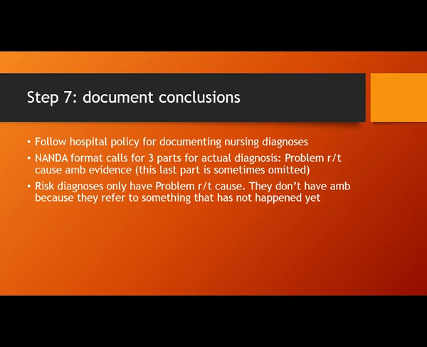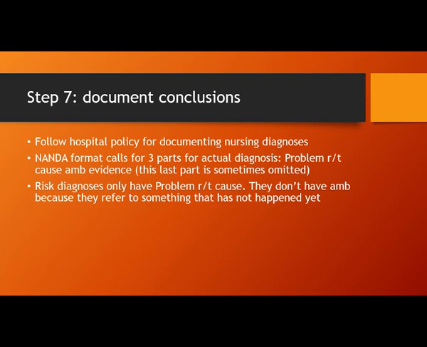You have a problem, which is the diagnostic label, like impaired skin integrity. And then it's related to something, and that would be the cause. This part can occasionally be omitted if you don't know the cause, but I would even then put related to unknown cause. And then it's as manifested by or as evidenced by. AMB stands for as manifested by. And that's your evidence. And so again, that evidence is supposed to point back to the problem, not to the cause. It shouldn't be pointing to the related to part. It should point to the actual problem.